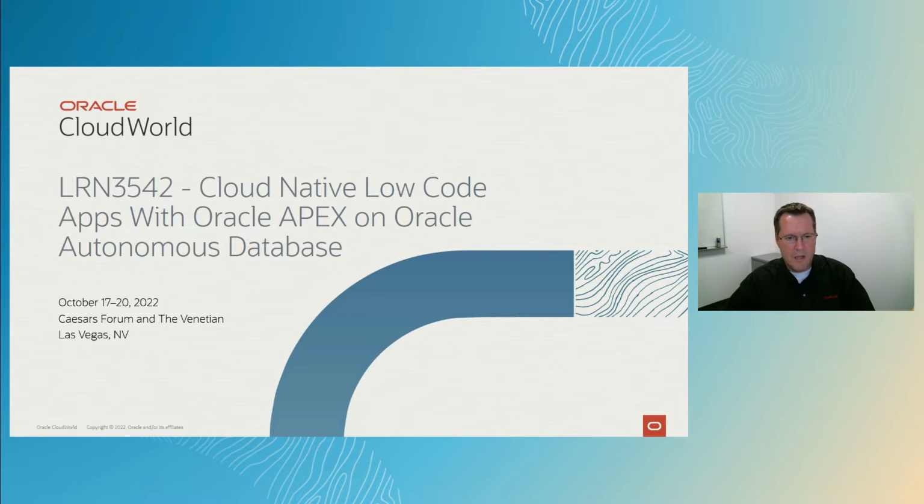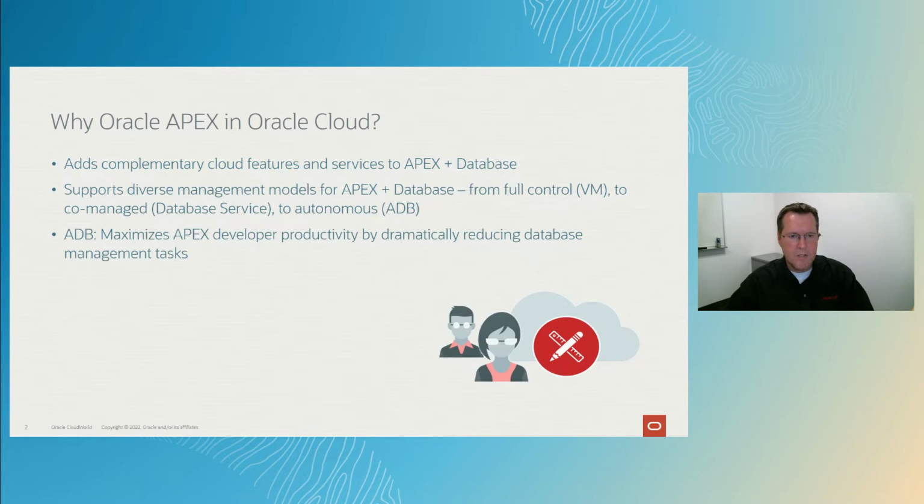I'll be focusing on the Apex angle where we have Apex running in Oracle Cloud Infrastructure, or OCI for short, and really emphasizing what it's like using Apex on our Oracle Autonomous Database Service, or ADB for short. This is the shared infrastructure version of Autonomous Database. So starting with the big picture, why run Oracle Apex in Oracle Cloud in the first place?